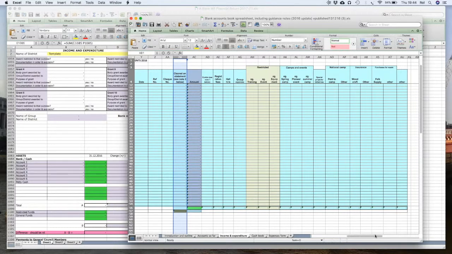So for instance, columns AK, AL and AM are three camps columns. We only need the total of those to go into the return, but you might find it easier to keep track of each event, each camp, as a separate column. You can add as many columns as you like, as long as you make sure the amount column is totaling across all the columns you've created. Thank you. Okay.